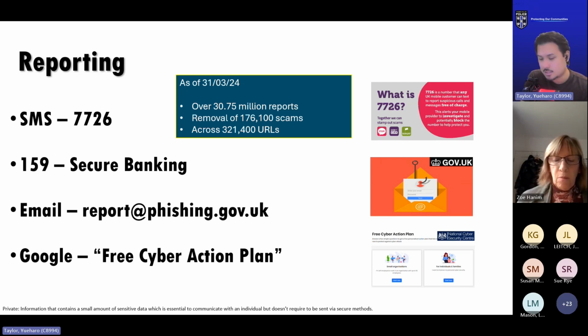159, a lot of people don't know this, is a great piece of software that the government created in conjunction with the banks. So we don't have to remember our bank's name. We just dial 159 on your landline or on your telephone, and a robot will ask you which bank you bank with, and if you repeat it, it'll connect you to that bank immediately. And then forward any email for phishing reports, and then just Google free cyber action plan. And that's pretty much it.